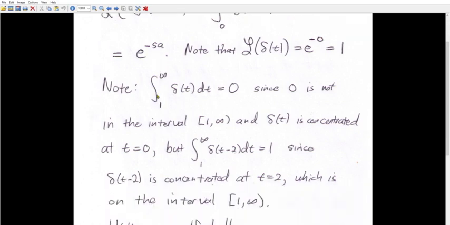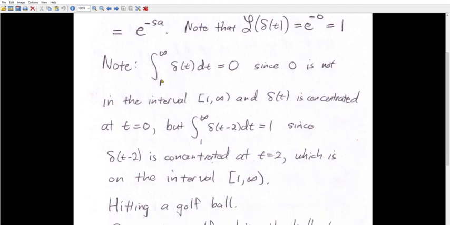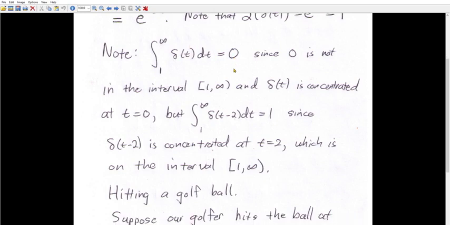Now, another thing to notice. What is the integral from 1 to infinity of delta of t dt? Well, the answer is all the area under delta of t happens at t equals 0. That isn't in this interval. So delta of t is identically 0 on this interval, and this integral becomes 0. Okay, so delta of t is concentrated at t equals 0. That's not in this interval. So you get 0 when you do this integral.